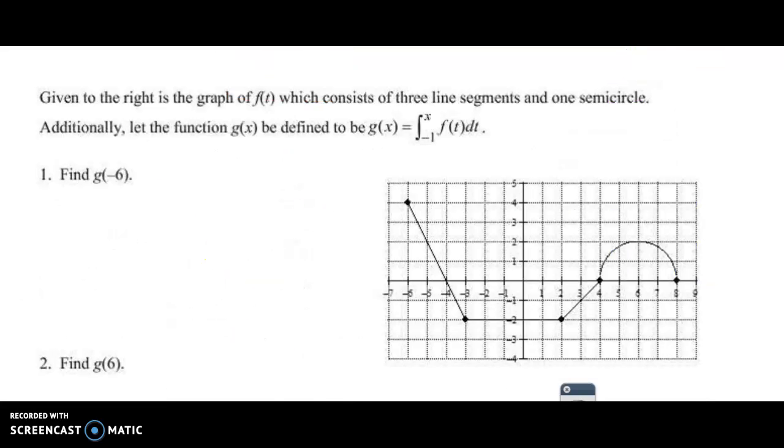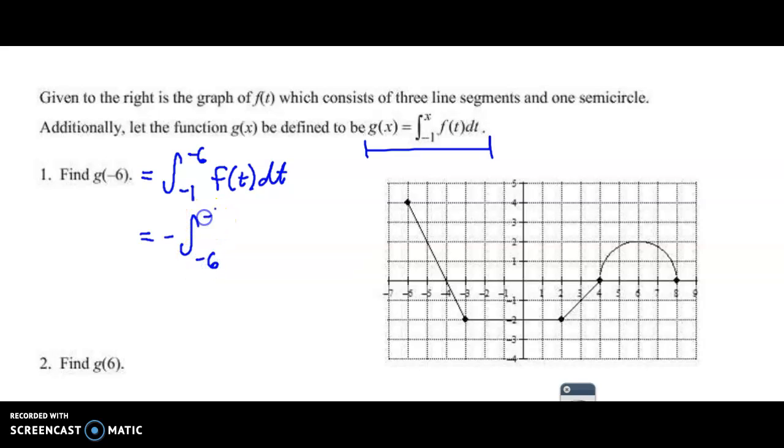So as I move on to the next problem, notice in the directions that everything's written in here for f of t. And then they define g of x as the integral from negative 1 to x of f of t. So if you're asked to find g of negative 6, that's saying that you want the integral from negative 1 to negative 6 of f of t dt. It might make more sense to write negative, from negative 6 to negative 1, if you switch the bounds around like that.